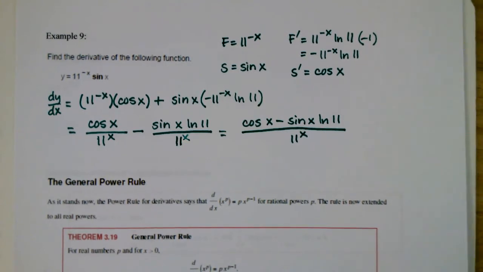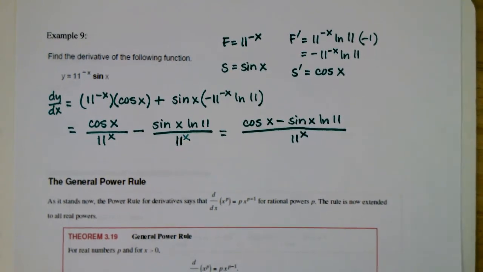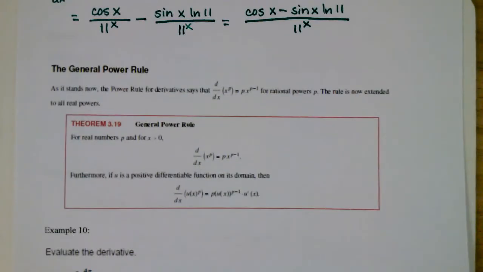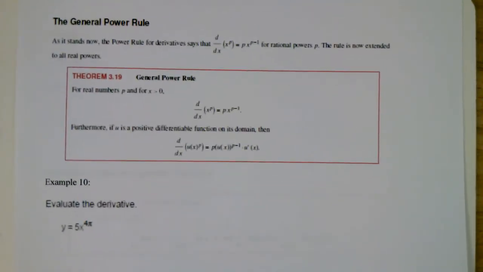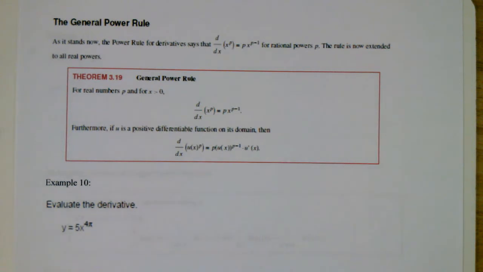All right, next we'll look at the general power rule. Now we've been talking about the power rule in previous sections in chapter 3. And as it stands now, the power rule for derivatives says that the derivative of x to the p with respect to x is equal to p times x raised to the p minus 1 for rational powers p. Now we can extend that to include all real powers. So pretty much that rule remains the same, but it's just for all real powers.